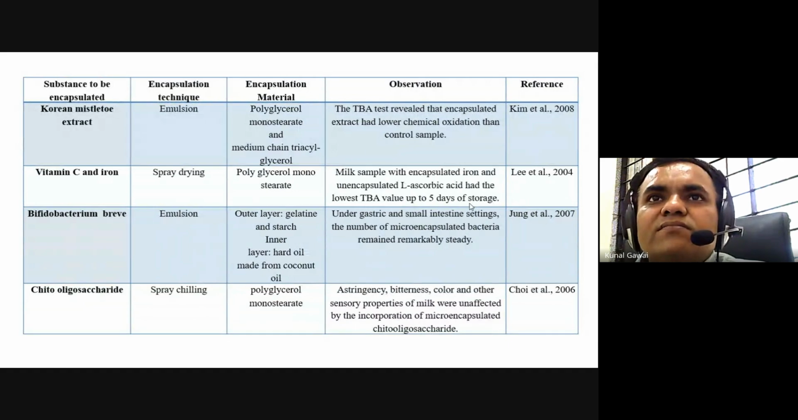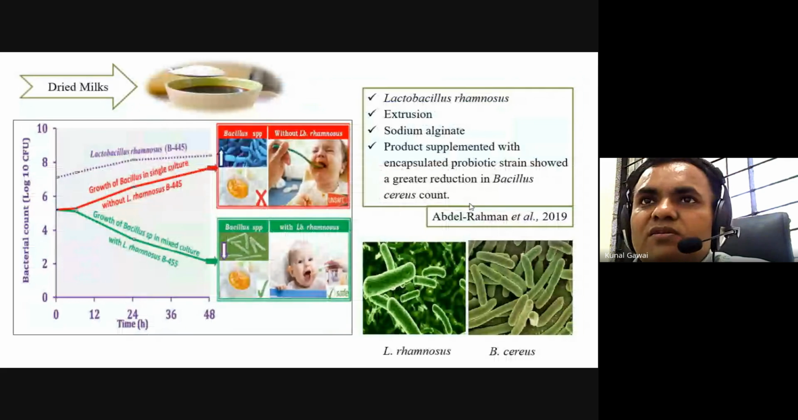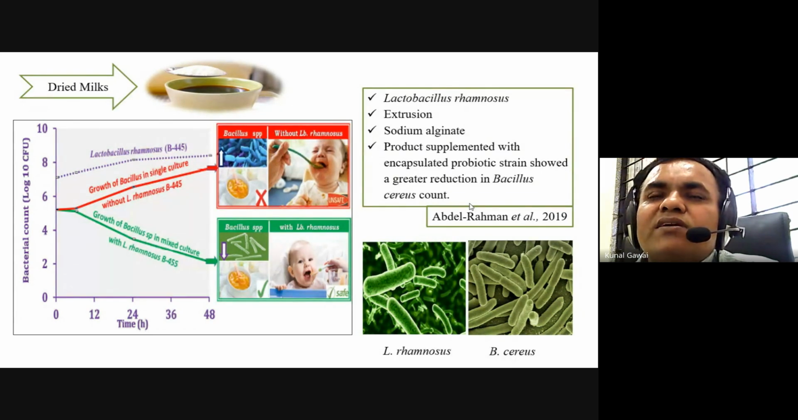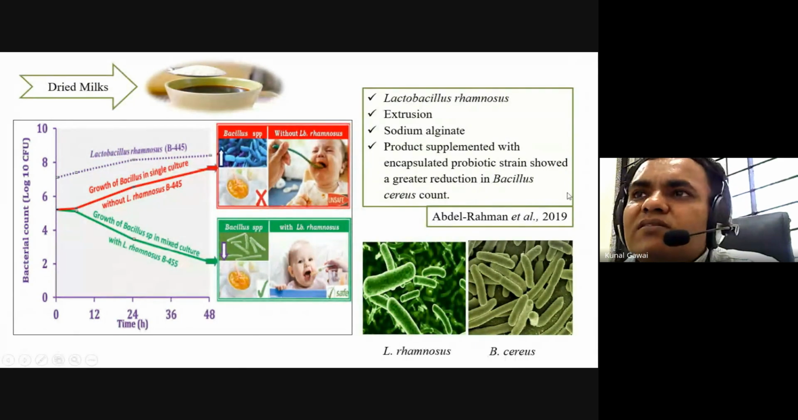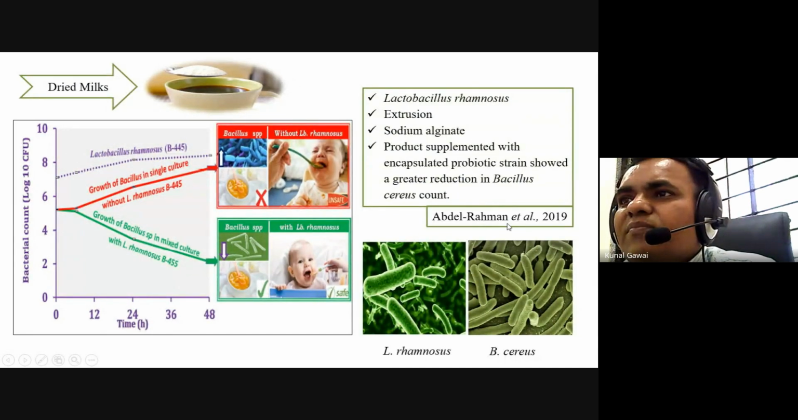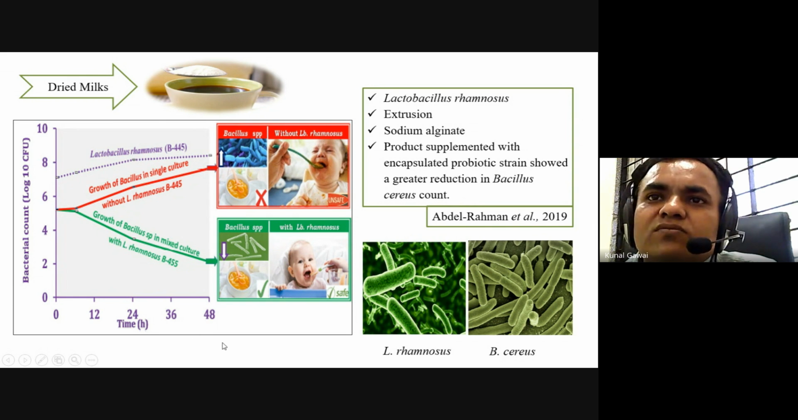These are related to various types of extracts, vitamin C, or addition of probiotic organisms. In the case of dried milk also, this type of microencapsulation was performed. Many scientists are performing this, and their observation is that it protects specifically lactobacilli or bifidobacteria, with reduction of certain pathogens or spoilage-causing organisms. Like in this study by Rahman et al. 2019, their products supplemented with the encapsulated probiotic strain showed a greater reduction in Bacillus cereus count.